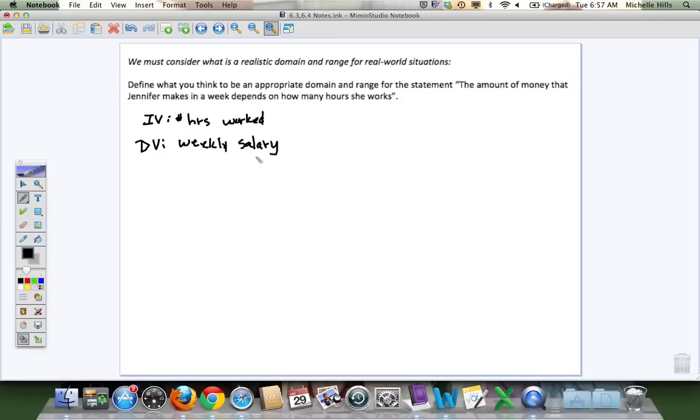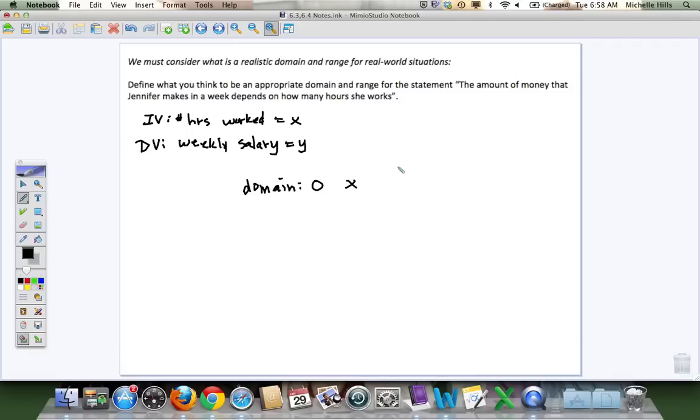Now let's think in terms of, again, what's reasonable. A domain. And I'm going to use just x and y for these variables as well. My domain: she can't work under 0 hours. She could work 0 hours, so x has to be at least 0. And at the absolute most, if you take 24 hours a day times 7 days a week, there are 168 hours in a week. Now, obviously, she can't work 168 hours.